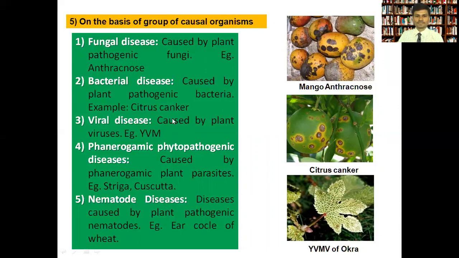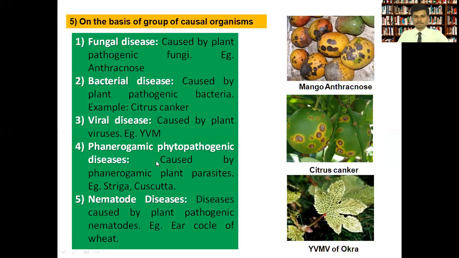Then viral disease. Here we can see YVMV of okra. The veins are converted into a yellow color, that's why it is termed yellow vein. And the normal shape of the leaf gets distorted, that's why it is a mosaic. Hence, the whole disease is termed yellow vein mosaic disease, caused by the YVMV virus on the okra plant.